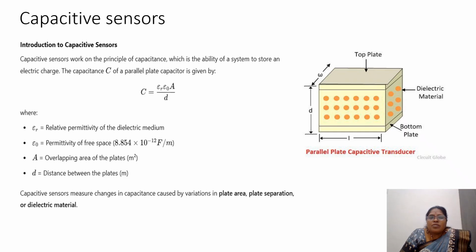In the capacitor, there are two plates, the bottom plate and the top plate, and in between you have the dielectric medium. As the distance changes, the capacitance changes. If the area changes, the capacitance also changes. So we can have two categories: by changing the distance, the capacitance changes, and by changing the area, the capacitance changes.